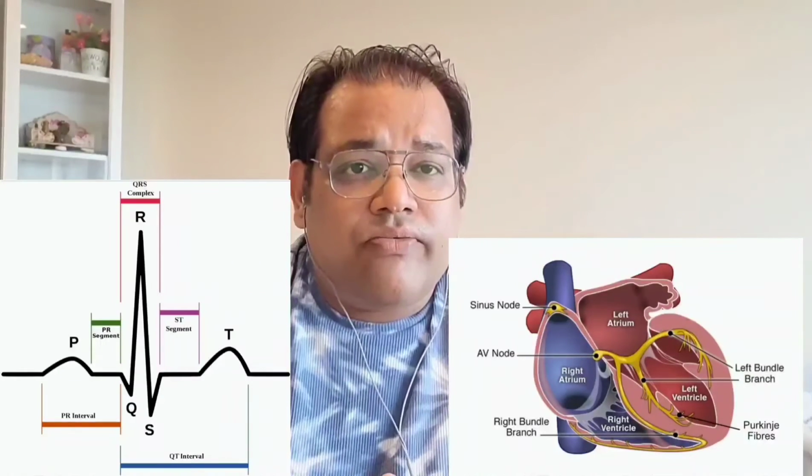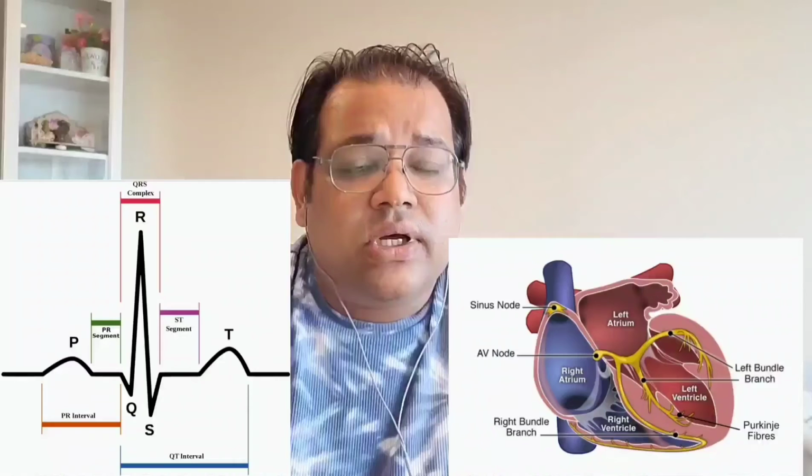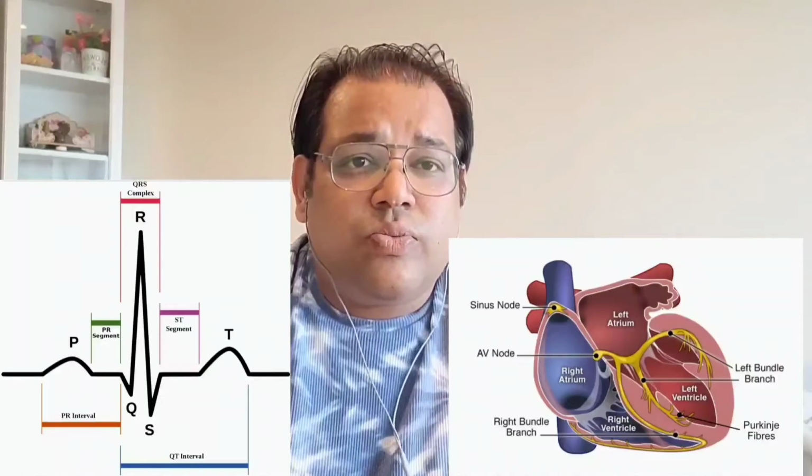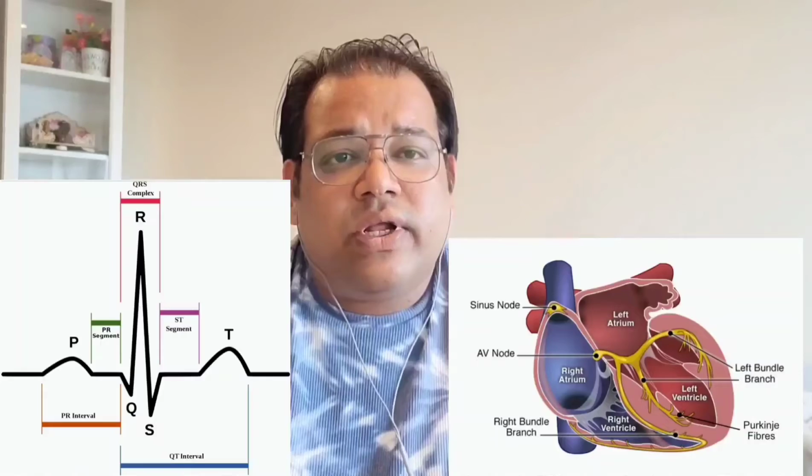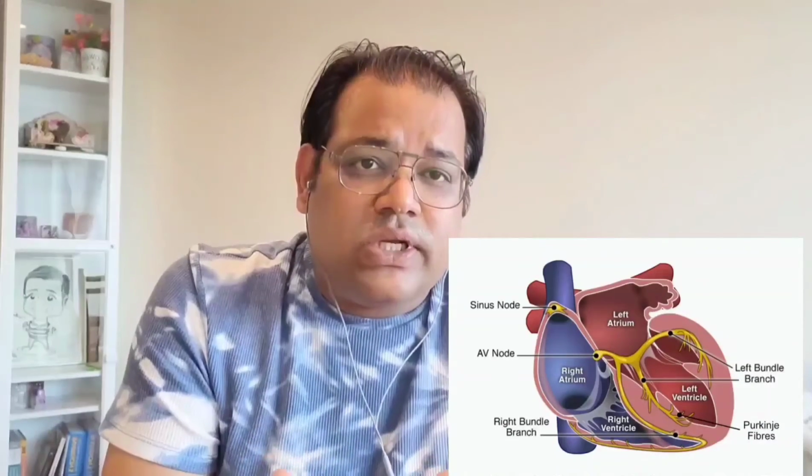Whenever there is a problem at the level above the AV node, that is a supraventricular arrhythmia, and in all supraventricular arrhythmias the QRS will be narrow, except for any pre-existing delay because of another problem below the AV node. But in a newly diagnosed arrhythmia, all supraventricular arrhythmias will have a narrow QRS. When you judge the duration of QRS as broad or narrow, the cutoff is 120 milliseconds. So that's about supraventricular arrhythmias.